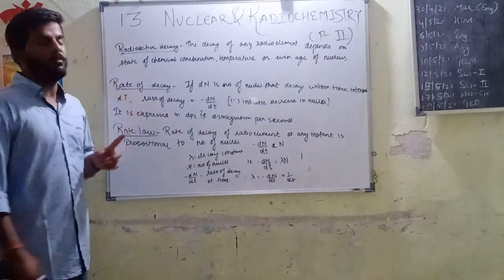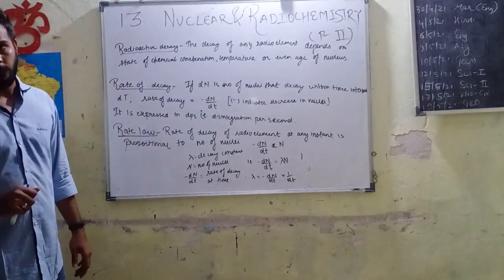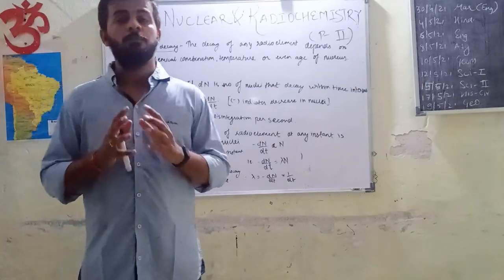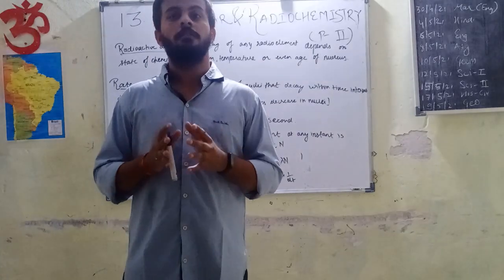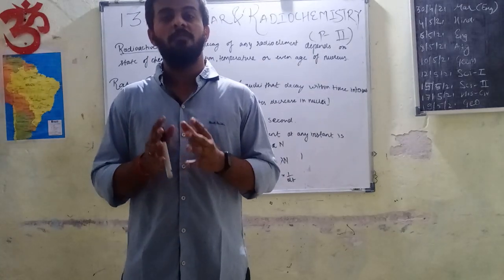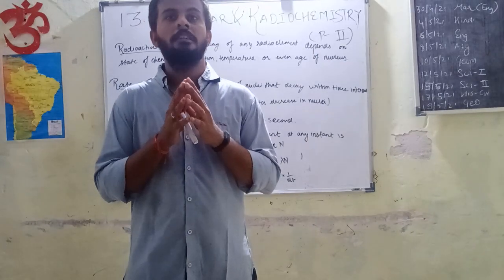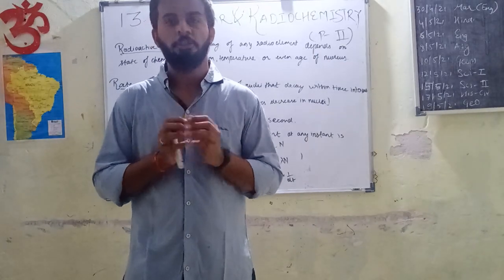The next point is rate of decay. Now, what is rate of decay? In simple language, the rate of decay can be said to be the speed at which a particular radioactive element starts to disintegrate, because decaying also means disintegration.